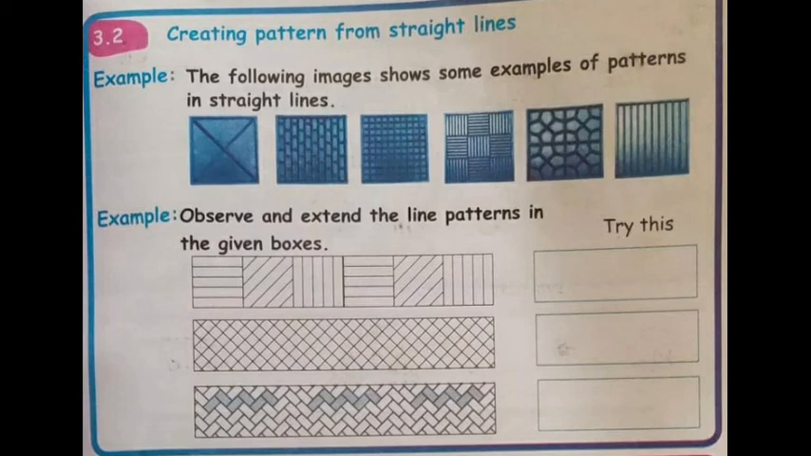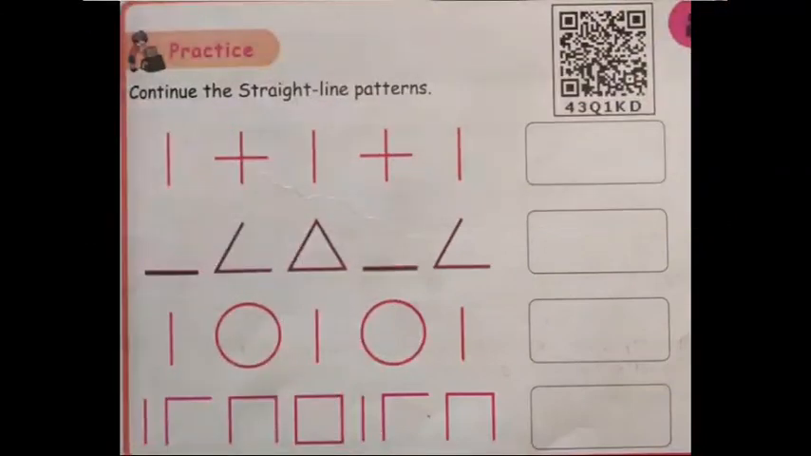Okay, by drawing the line on the left side and right side, you can form the square pattern, isn't it? In the same way, you have to draw. And the third pattern, you can do it. If it is not possible, you leave it. We will do it after the school reopens. Now you can continue the straight line patterns, okay, in your textbook or in your notebook.